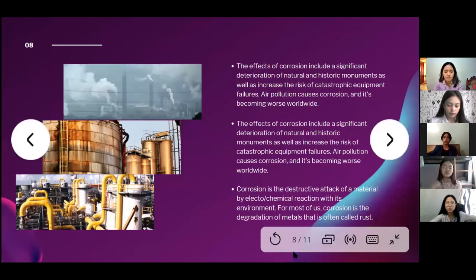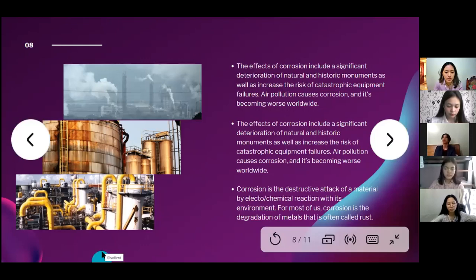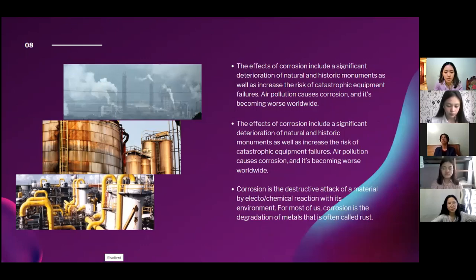Air pollution causes corrosion, and it's becoming worse worldwide. Corrosion is very costly and has a major impact on the economies of industrial nations. The annual cost of corrosion consists of direct costs and indirect costs. One of the consequences of corrosion is the failure of a machine or a system to function according to the specification or the prescribed standards.